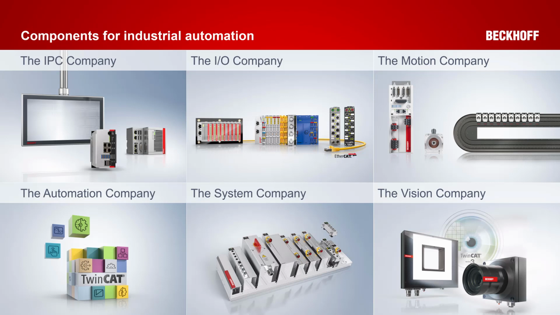The main areas that our product range covers are industrial PCs, I/O and fieldbus components, drive technology, control cabinet-free automation, vision hardware, and, as our company owner, Hans Beckhoff, likes to say, the glue that connects everything, which is our automation software called TwinCAT. And this is also the division where I'm from and what I would like to talk about today.